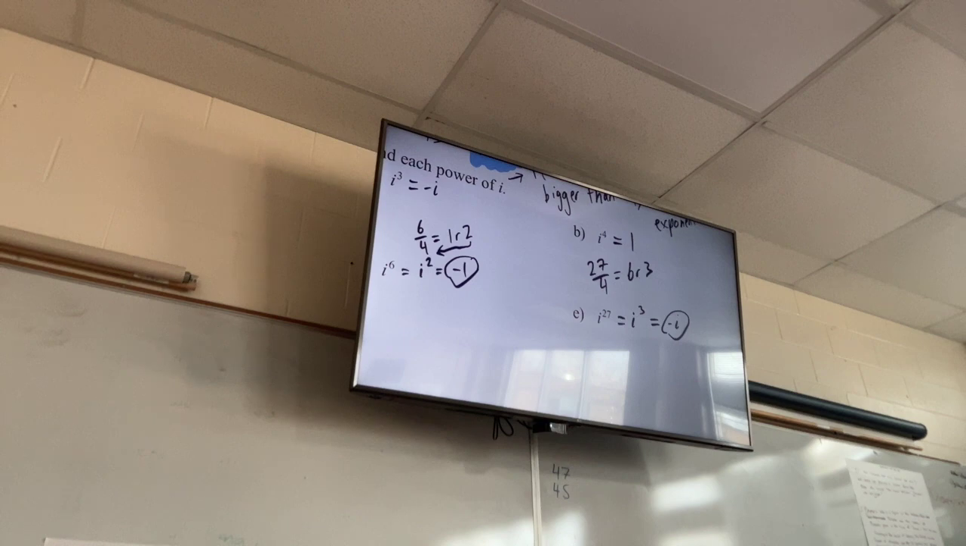Like I had a standardized test in the fall, and one of the questions was like, what's 3 to the 2,000 something modulus 5? Or no, what is the ones digit of 3 to the 2,000 something? It's a similar method you can use for those.